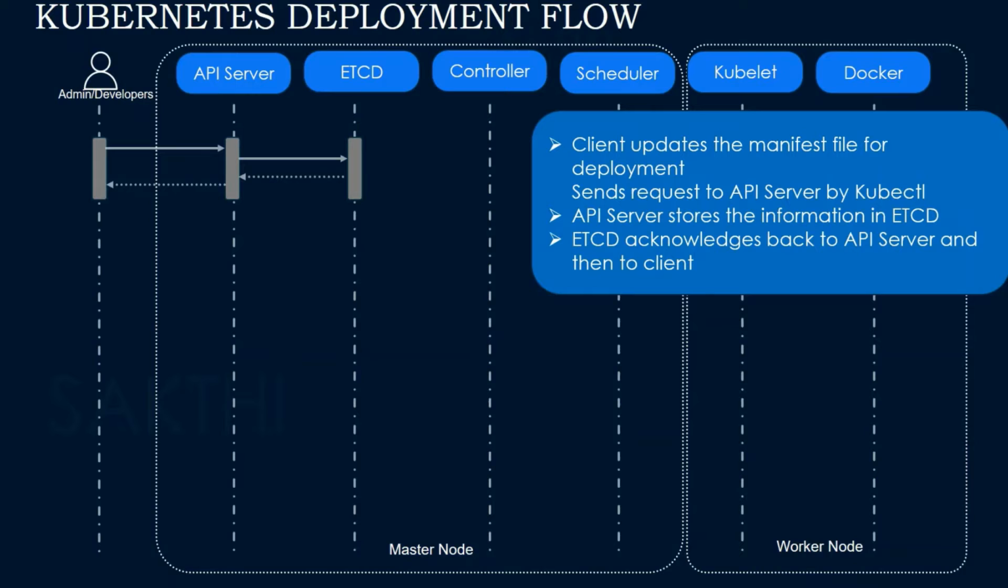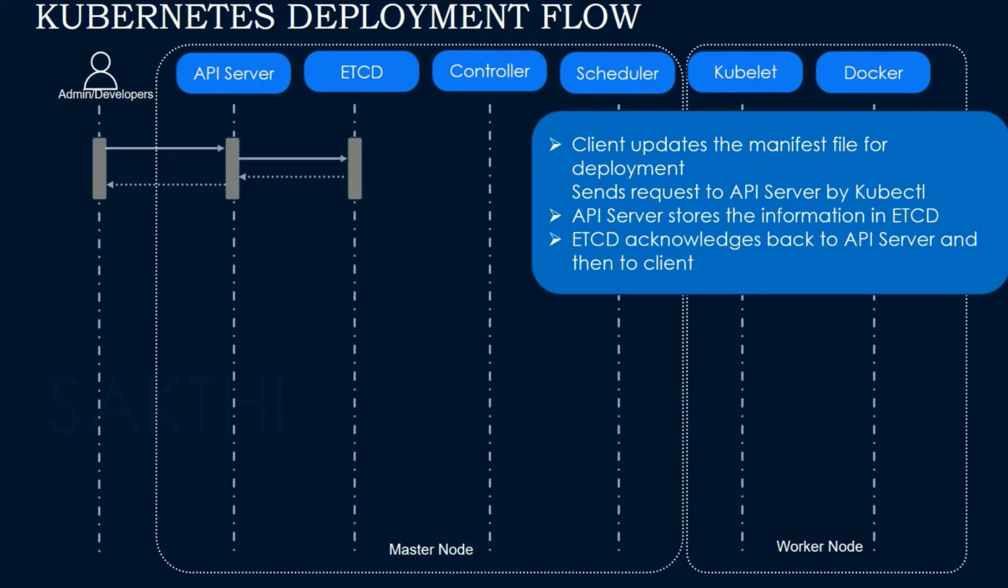First, when a developer or user wants to create a pod, he creates the deployment manifest file and updates to the API server. So the client sends the request to the API server by kubectl. Then the API server stores the information of the deployment in the etcd. etcd acknowledges back to the API server and then to the client.